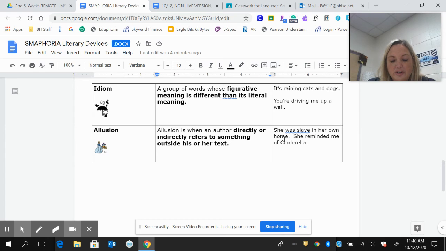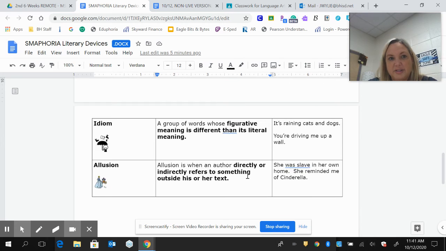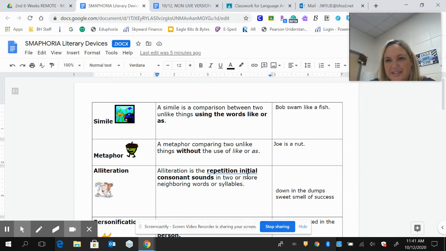Just like around Christmas, people will say, "Don't be Scrooge." Well, Scrooge is a story that we've read about, and they're saying, "Don't be grouchy during Christmas." Those are allusions. You're alluding to something. Okay, so that's the basics of Smophoria, and we'll practice this some more. But this is the overview lesson.